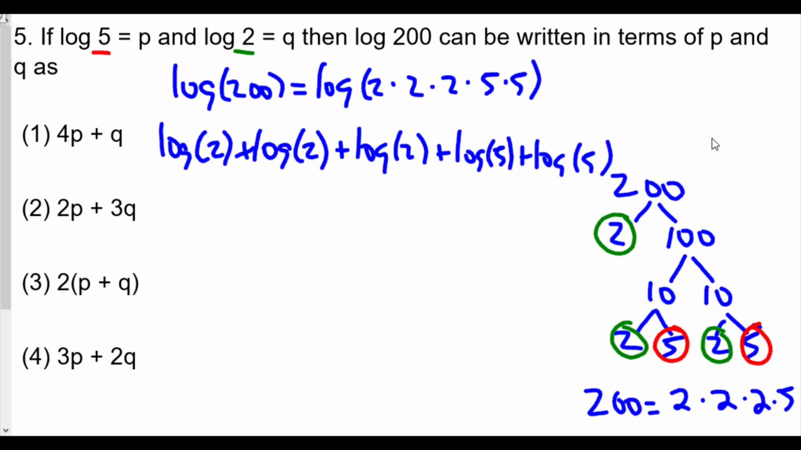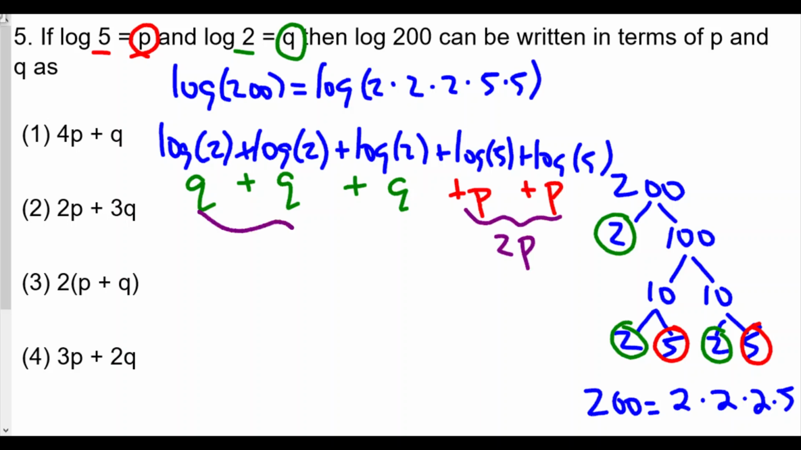And so, what was the use of all this? Why do we break down log of 200 into these logs of 2s and logs of 5s? Wait a minute. We want all answers in terms of P and Q. So we're going to replace every log of 5 with P. So we see a log of 5 here. That's P. And here's another P. So plus and plus. And every log of 2 replaced with Q. So here's Q plus Q plus Q. So we see in this case, if we add P's and Q's, here's 2P, and here's 3Q, 2P plus 3Q, and that'll be choice 4.